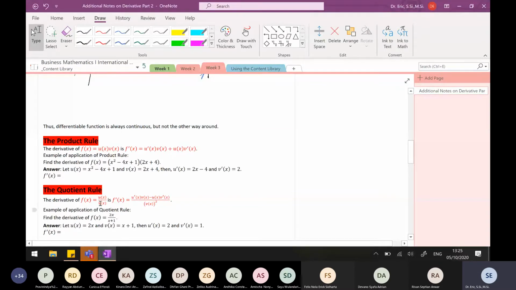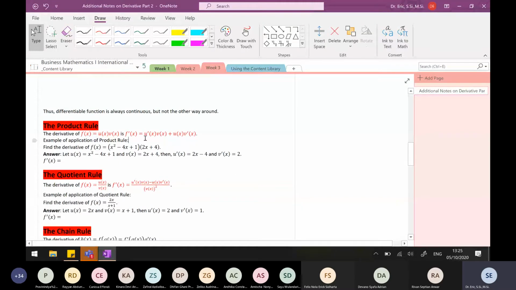If I have a quotient, u divided by v, the derivative is given by u prime v, the same, but plus is changed to minus u v prime. But don't forget, divided by v squared. So what is the derivative of the product u times v? It is u prime v plus u v prime. What is the derivative of u divided by v? It is u prime v, not plus, instead you are using minus u v prime, divided by v squared.